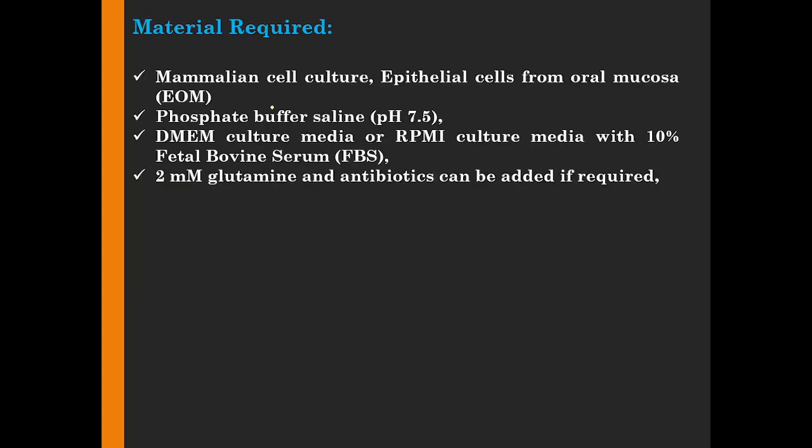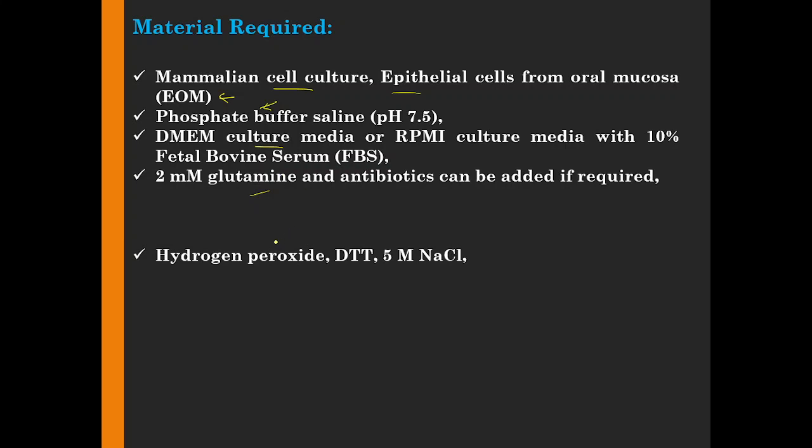Then what else do we require? We require a mammalian cell culture. If you do not have this, then one can take the epithelial cells from the oral mucosa, which I also explained in the previous lecture, how one can collect it. Then phosphate buffer saline, and the media components, again depending upon the cell lines, also explained in the previous video, and the glutamine. So those are the growth conditions.